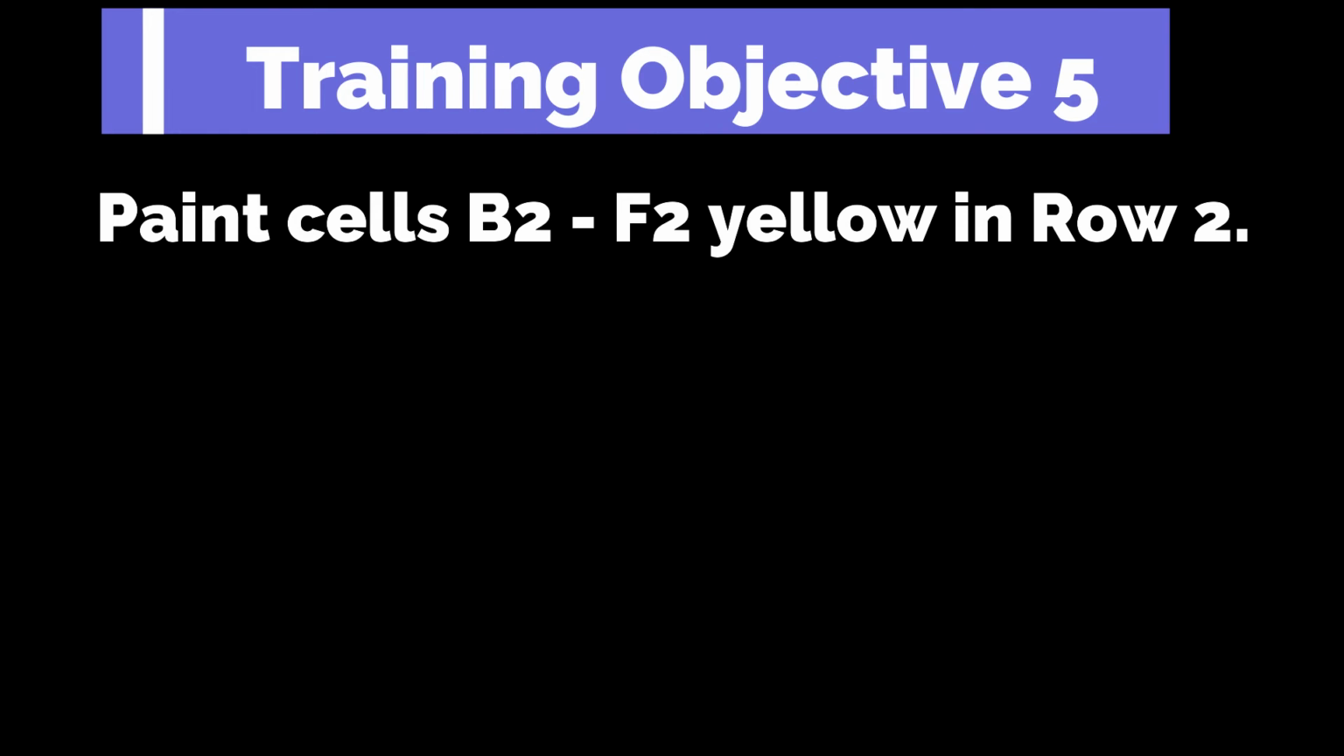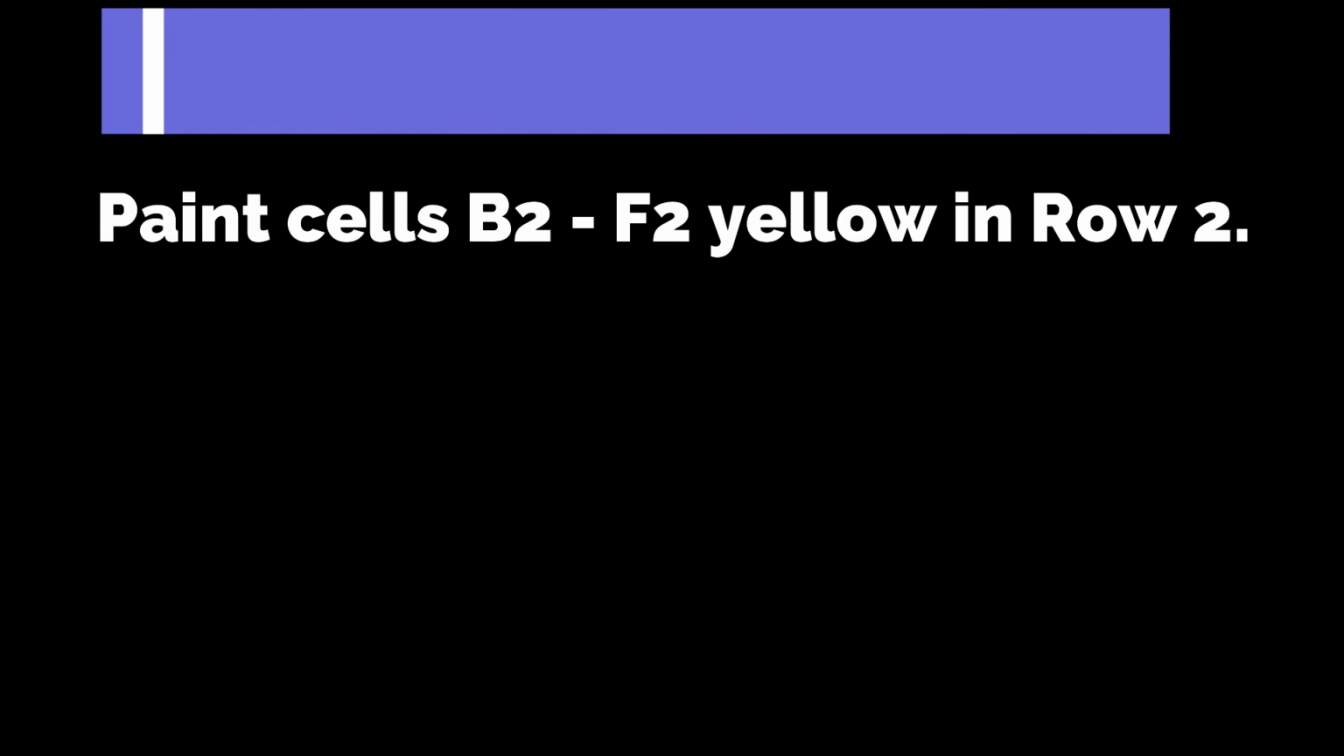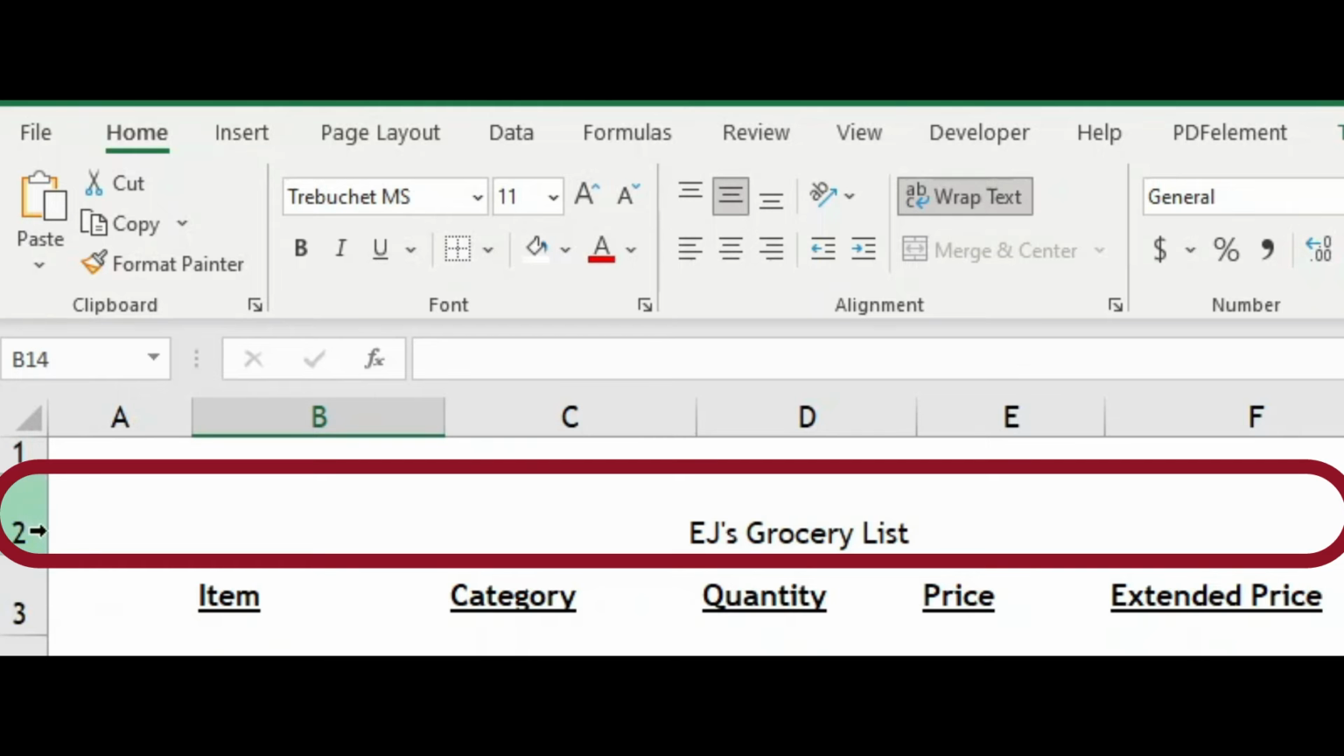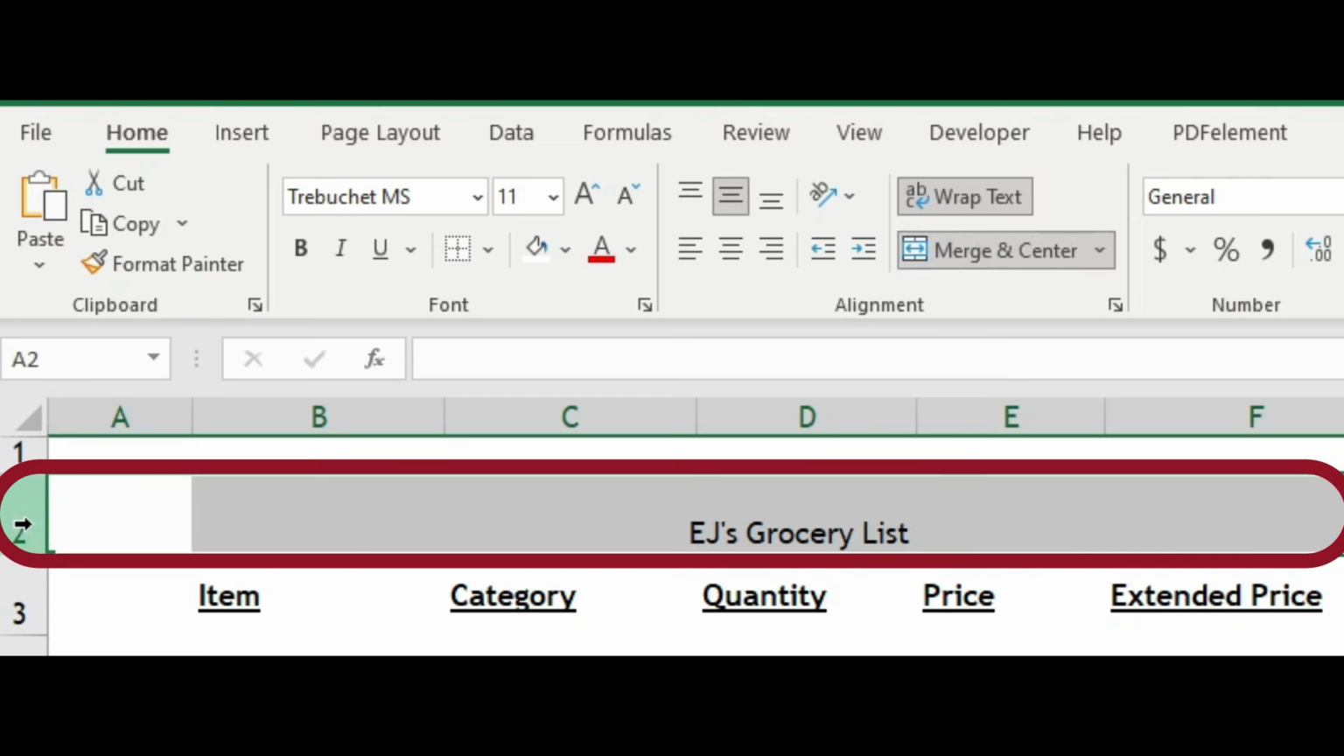Objective 5. Paint cells B2 through F2 yellow in row 2. So we're going to find row 2, and we're going to look for B2 through F2. Now just by clicking on B2, it's going to go ahead and highlight or activate all the cells from B2 to F2. This is what you call a merged cell, which we'll learn in a later training.